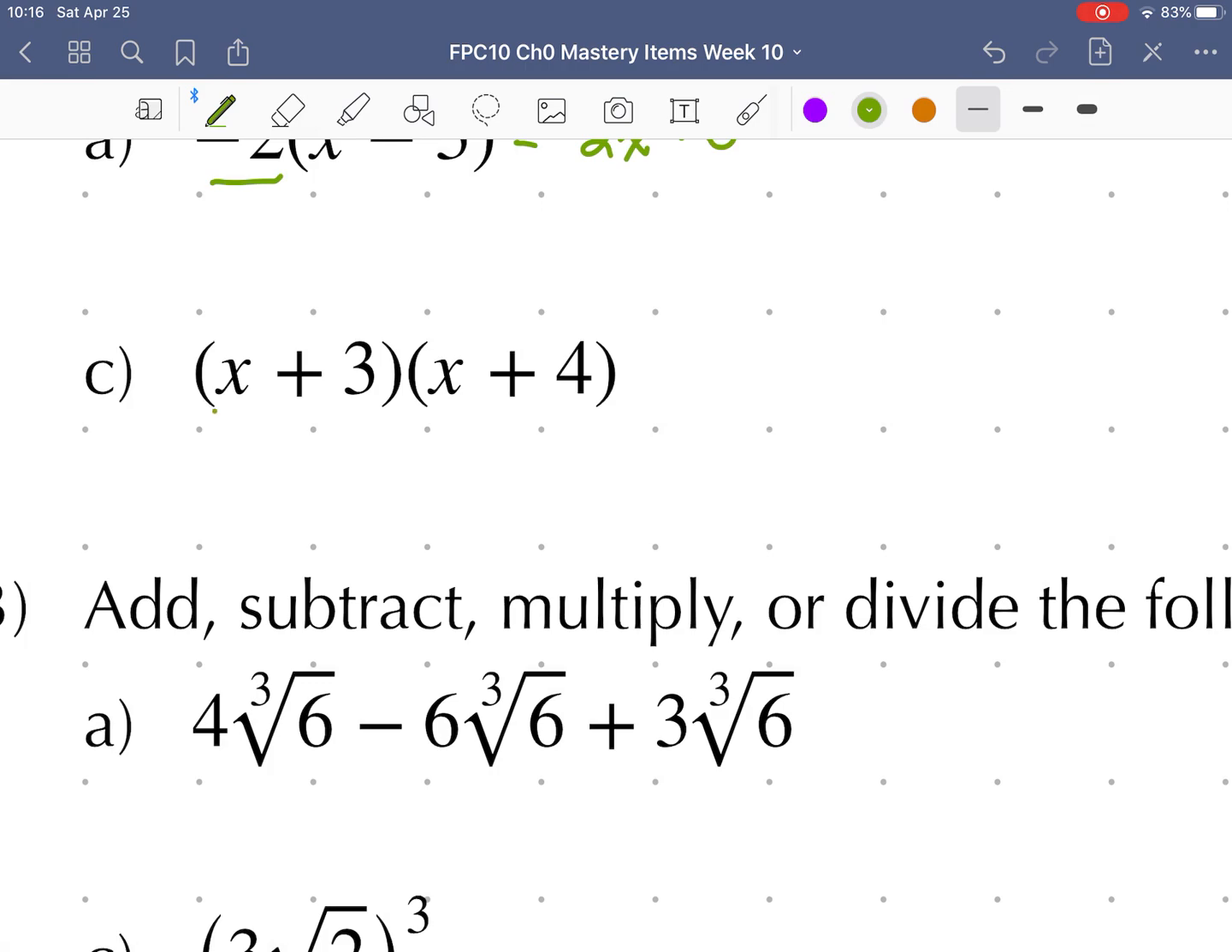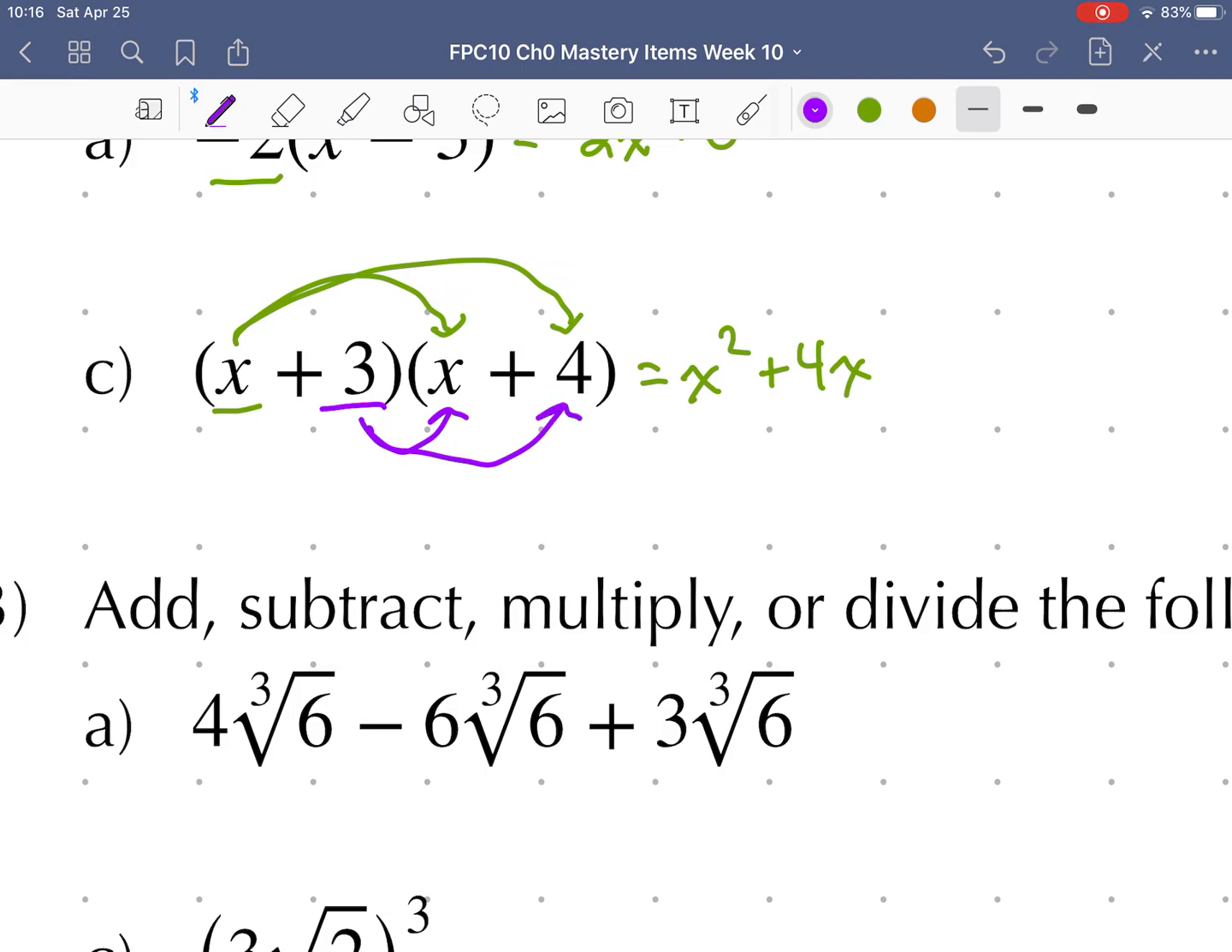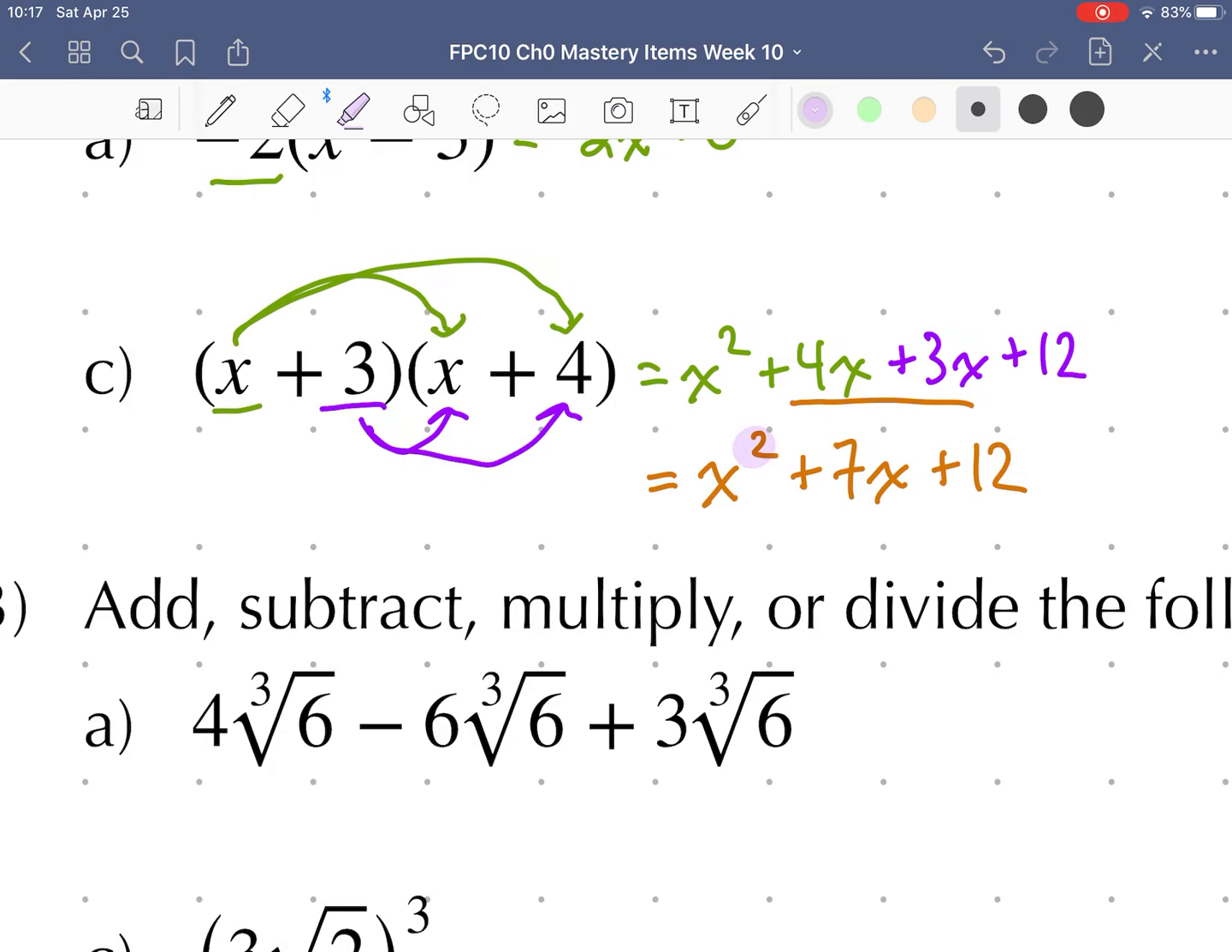Now we have binomials times binomials. So our first term in our first binomial times everything in the second binomial. X times x is x squared. X times 4 is 4x. Then we take our 3, multiply it to everything as well. 3 times x is 3x, and 3 times 4 is 12. Now we simplify this polynomial by collecting our like terms, x squared plus 7x plus 12. There we get a trinomial of degree 2. It's degree 2 because the biggest power of a variable is squared.